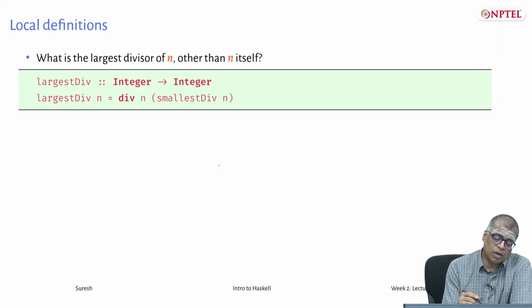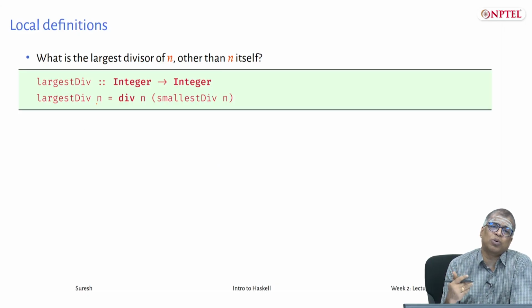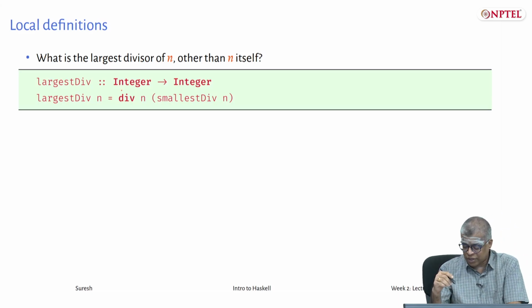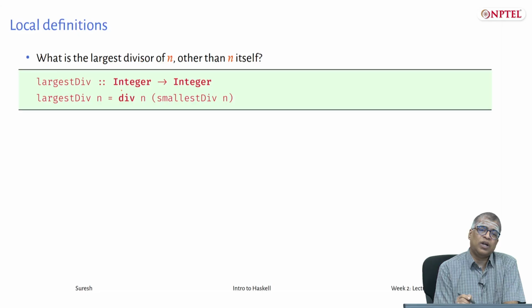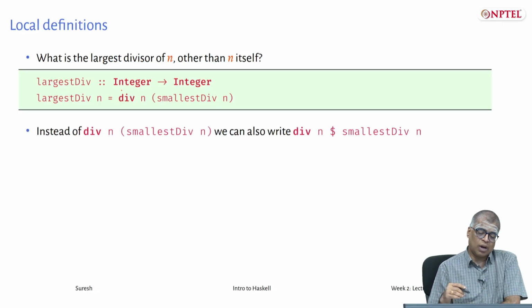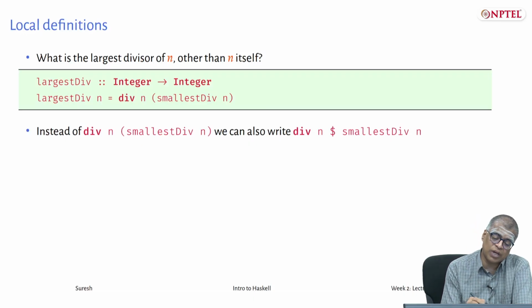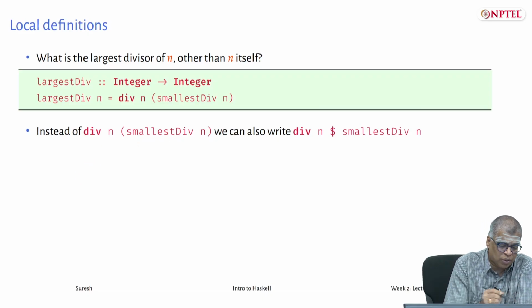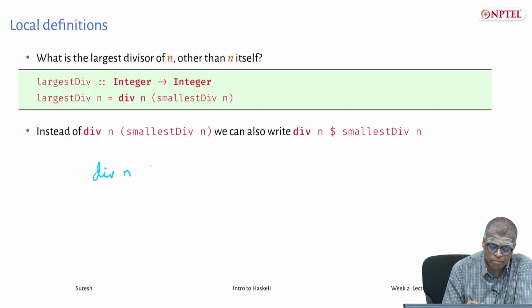So now let's look at this. What is the largest divisor of n? Suppose we want to compute the largest divisor of n other than n itself. We can just say largest divisor of n is nothing but divide n by smallest divisor of n. And here we are just introducing some syntax. Instead of saying div n smallest div n, where there is parenthesis enclosed, I could have written div n dollar smallest div n.